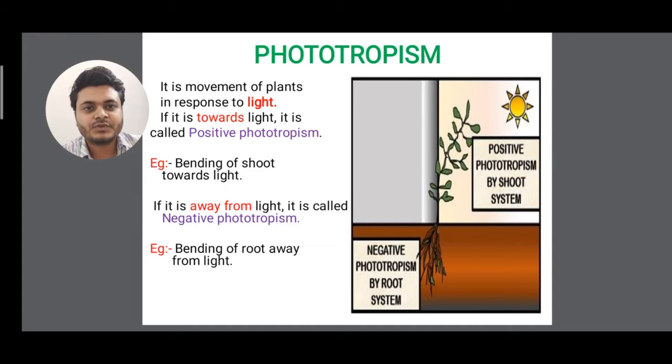Next we come to negative phototrophism. If it is away from the light, it is called negative phototrophism. Example, bending of roots away from the light. Clear? So positive is towards the sunlight, moves towards the sunlight. Negative is away from the sunlight.